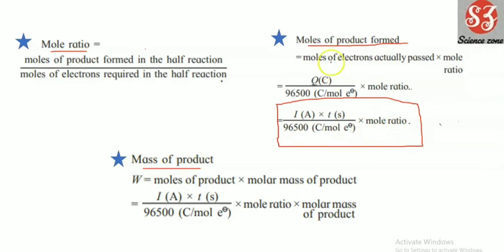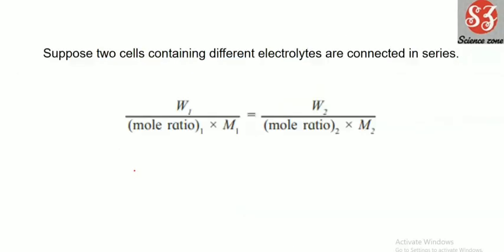Next is mass of product formed. This was moles of product formed, now mass of product formed. The mass of product formed W is always equal to moles of product into molar mass of product. Moles of product, this is what you will get here, that you will substitute here, into molar mass of product, which will always be given in the exam. So the mass of product is always equal to moles of product formed into molar mass of product, that is I into T divided by 96500 into mole ratio, which will give you moles of product, into molar mass of product, and you will get the mass of product.